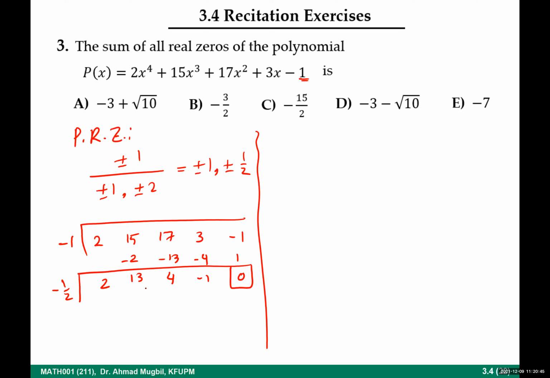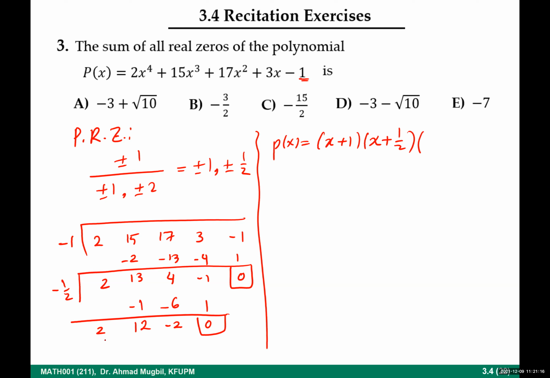It is natural to start by trying a half at the beginning. If it doesn't work, go to negative a half. So let's bring this down. So you will have what? 2, negative 1, 12, negative 6, negative 2, 1, 0. So now we can write the factored form of this polynomial. This polynomial is what? x minus 1, which will be x plus 1, times x minus a half, which will be x plus a half, times what? What is the remaining? 2x squared plus 12x minus 2. So this will be 2x squared plus 12x minus 2.